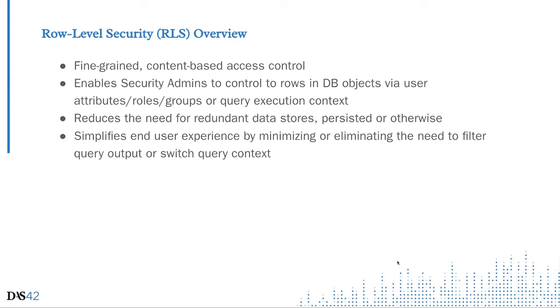Just broadly, row level security is a feature implemented in databases that allows for fine-grained content-based access control, depending on user attributes or roles. I guess it would depend on your database system. In the case of Snowflake, it'll be role specific. This is really nice because it allows the security administrators to control access to database objects on a row level of granularity. Doing that will help to reduce the need for extra or redundant data stores.